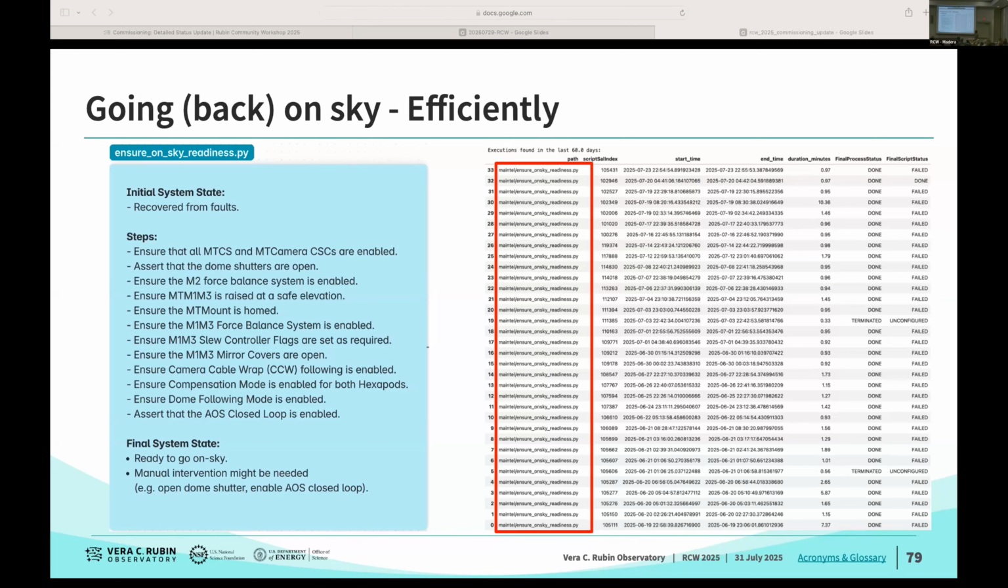It has been used in the past maybe 2 months. You can see in this column that in general it takes less than a minute after the recovery. The recovery may take longer, but to prepare the system to go on Sky, in general a minute, unless it has to take action like raising the mirror. But in general, when we start the night, we have already prepared the system. The mirror should be already raised. Most of the system should be ready. It's just a check that we do, and it works very well.